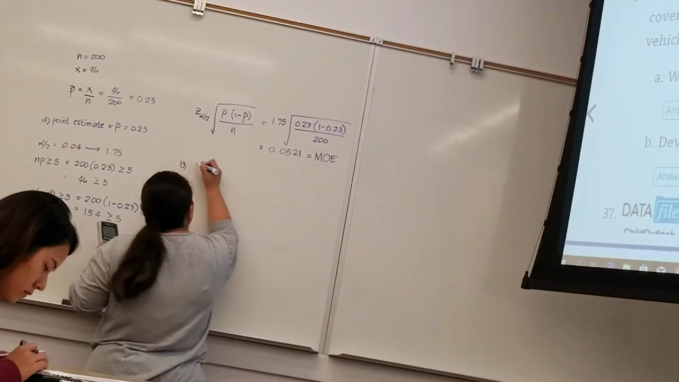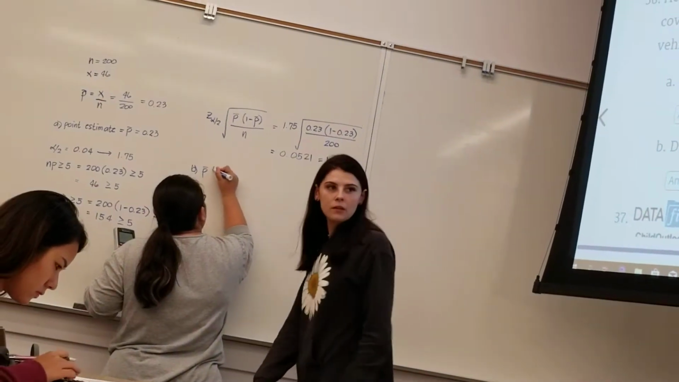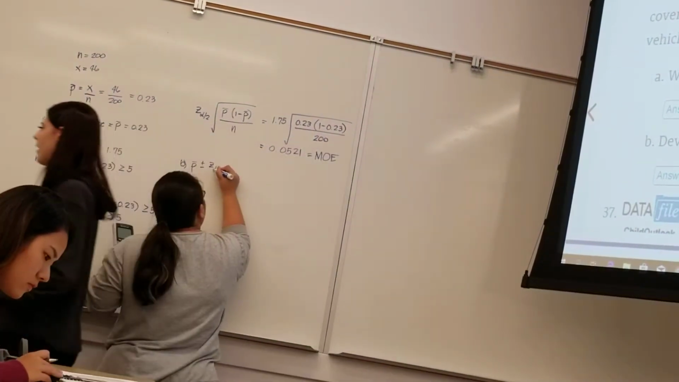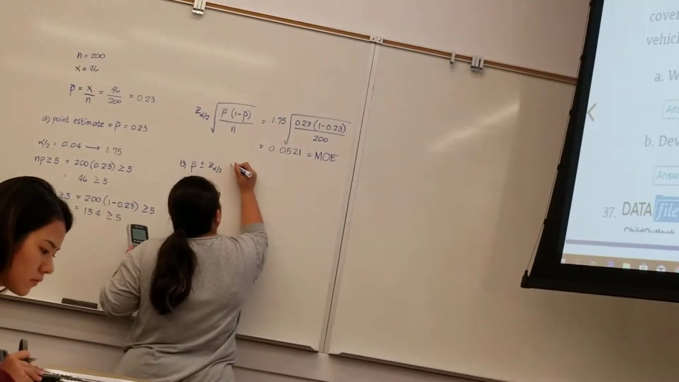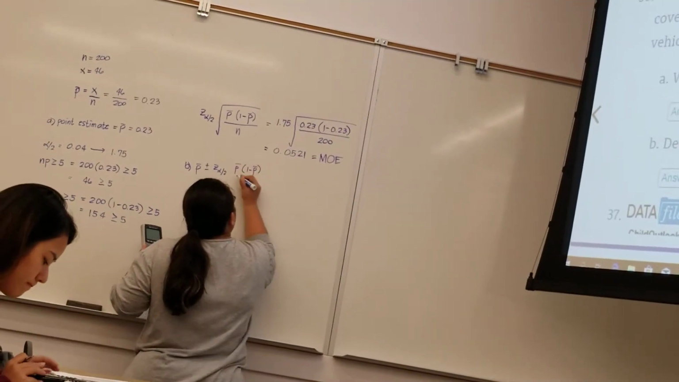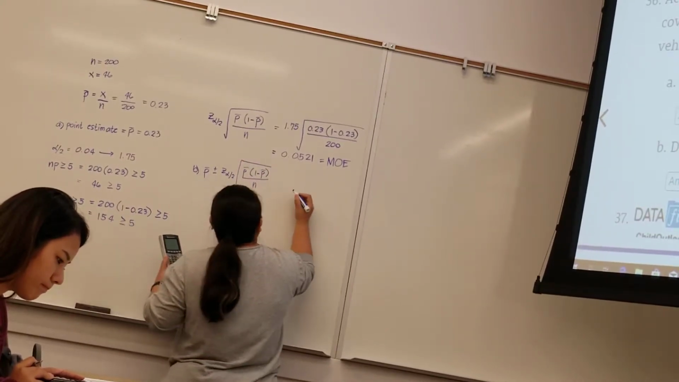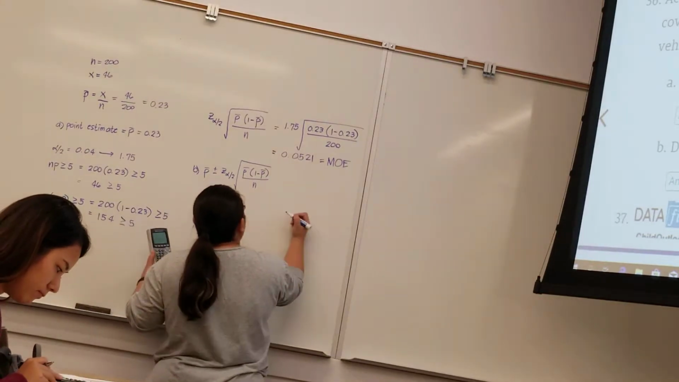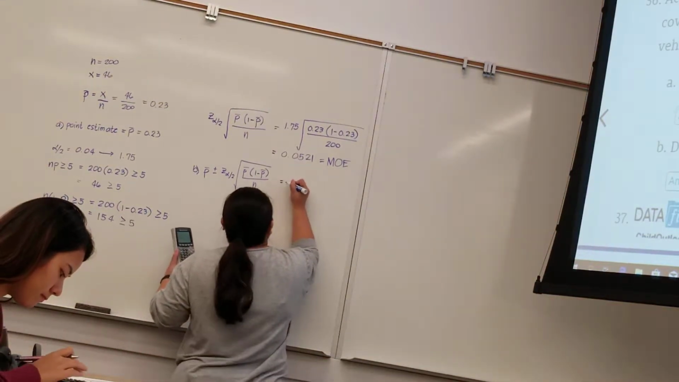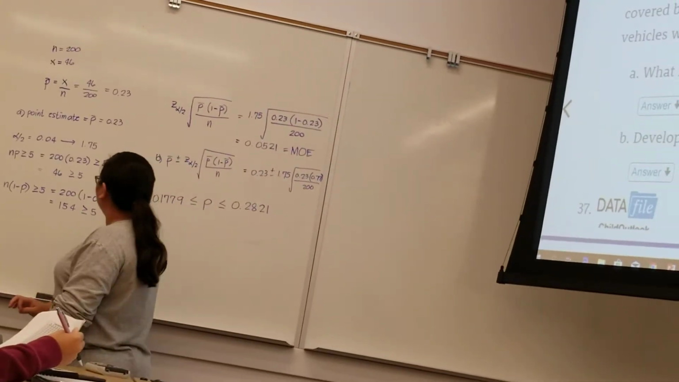And then don't put a bar in the confidence interval. Oh, don't? No, because we know what p-bar is, right? We're trying to find the interval. So when you write your final answer, you write p, not p-bar, because we know what p-bar is. We're trying to find the interval for p. So you subtract 0.0521 from that, the entire number. That's 0.23 plus and minus 0.0521.